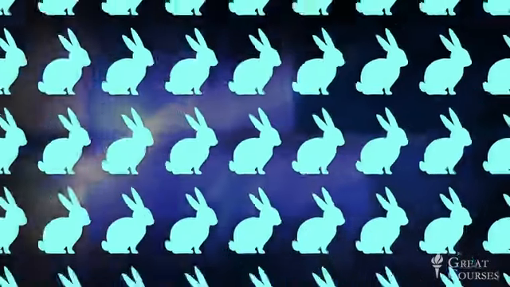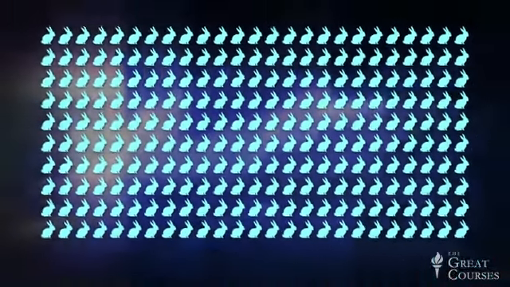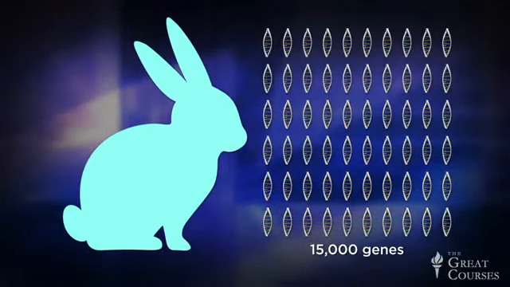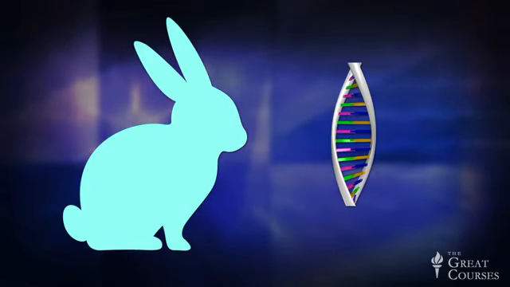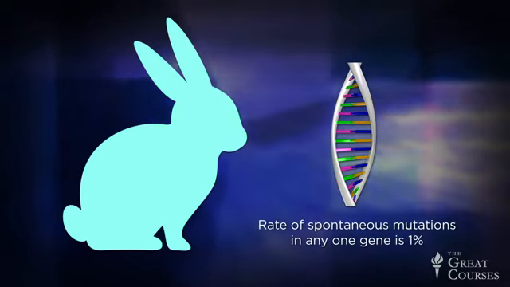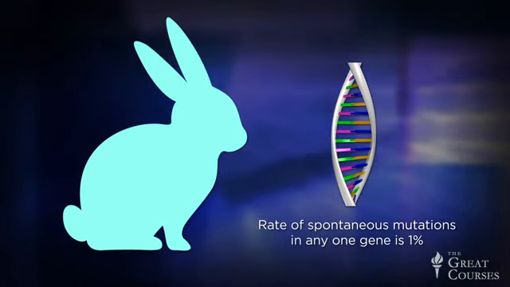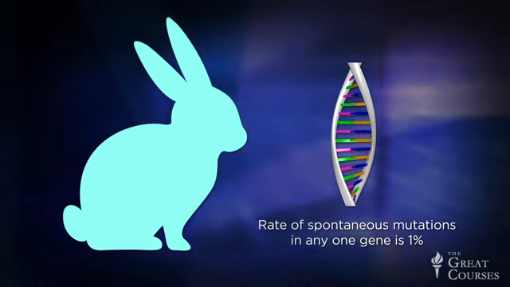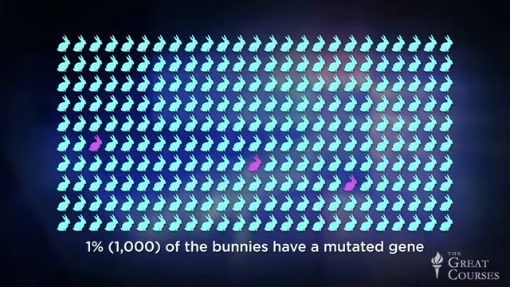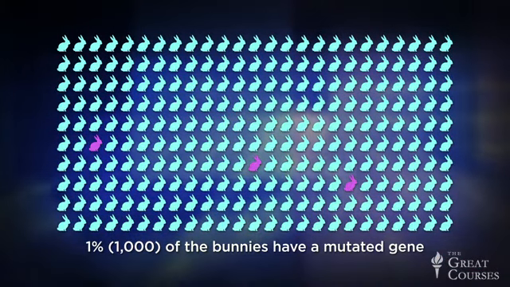Let's say that we have a large population of furry bunnies. Let's make it 100,000 of them. Each of these bunnies has 15,000 genes, and one of these genes codes for fur color. And let's say that the rate of spontaneous mutations in any gene is, let's say, 1%. That's pretty significant. But even so, that means that in any given generation, only 1,000 bunnies have a mutated gene.